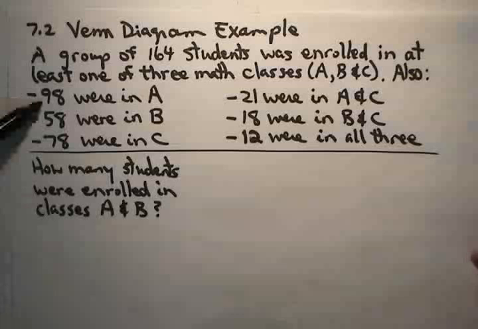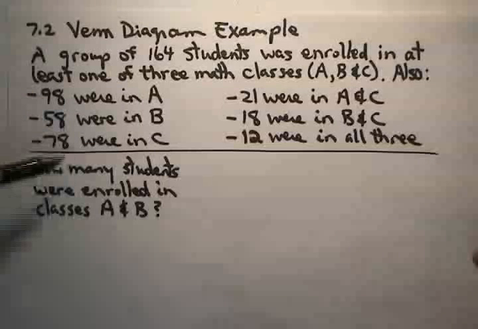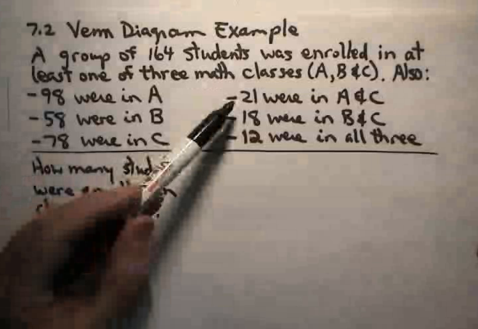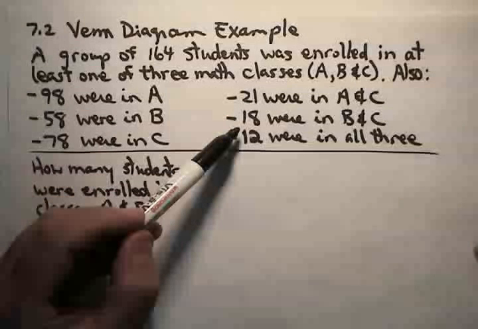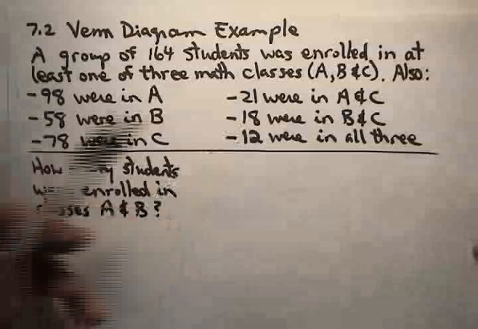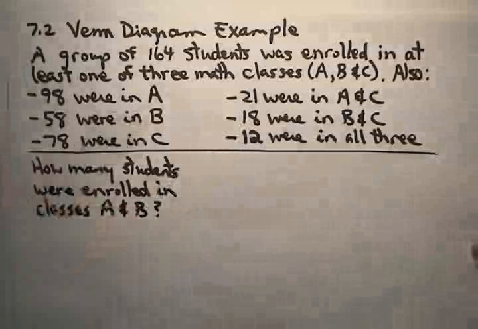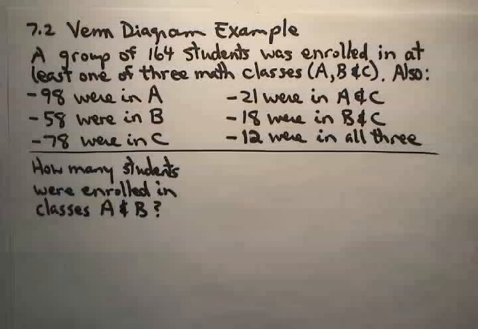Also, 98 were enrolled in Class A, 58 were enrolled in Class B, 78 were enrolled in Class C. We're just looking at the class rolls of those various classes to come up with this information. We know that 21 students were enrolled in both Class A and Class C, 18 were enrolled in Class B and Class C, and 12 were enrolled in all three classes. The question we're trying to answer here is how many students were enrolled in classes A and B together.